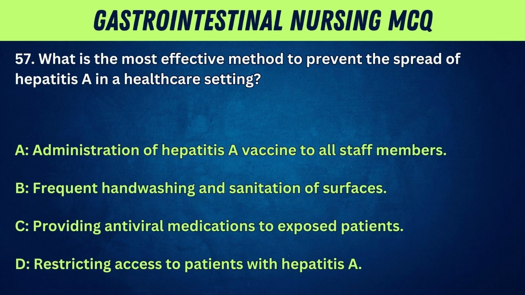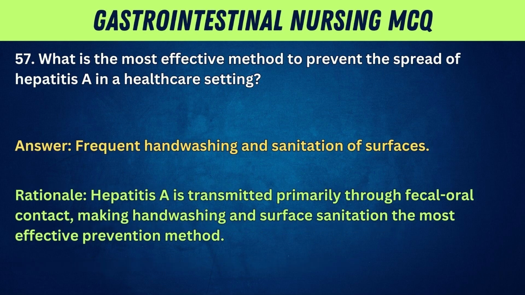57. What is the most effective method to prevent the spread of hepatitis A in a healthcare setting? A. Administration of hepatitis A vaccine to all staff members. B. Frequent hand washing and sanitation of surfaces. C. Providing antiviral medications to exposed patients. D. Restricting access to patients with hepatitis A. Answer: frequent hand washing and sanitation of surfaces. Rationale: hepatitis A is transmitted primarily through fecal-oral contact, making hand washing and surface sanitation the most effective prevention method.